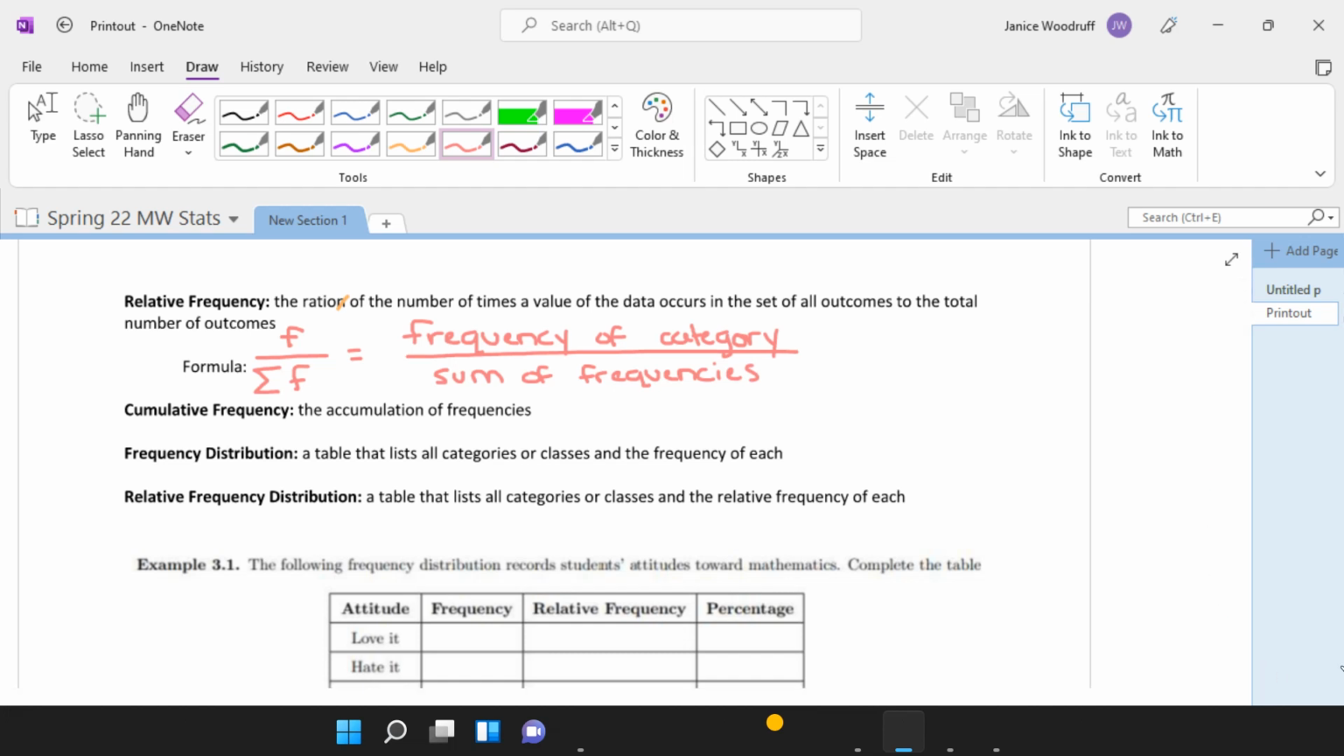Now, the cumulative frequency is just the accumulation of frequencies, so that would be adding the frequencies as I go. So I'm just going to write here, add as you go.